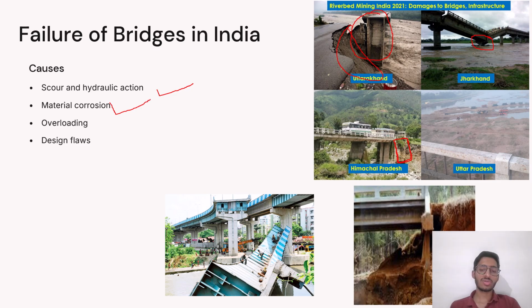After that, material corrosion. Material corrosion can happen due to less cover provided, or the chemical effect on the steel or rebars of that structure, or also environmental effects. Then overloading. Due to overloading on the bridges, the bridge can collapse. For example, the bridge is designed for 100 kilonewton, and you provide 125 kilonewton over the bridge. The bridge will directly collapse. Then design flaw. Due to some human error or design error, the bridges may fail.